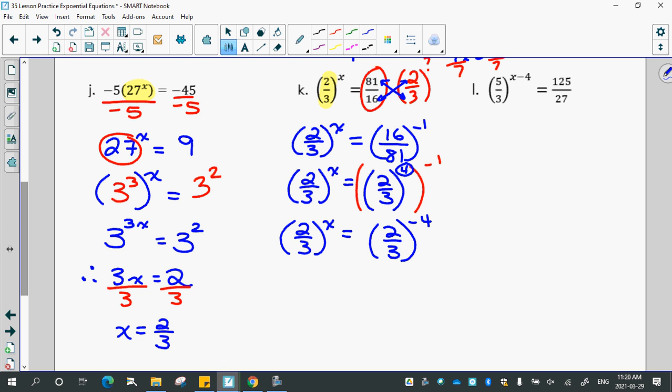So now the base on both sides is 2/3. Base to exponent equals base to exponent. Therefore, x equals -4. Okay?